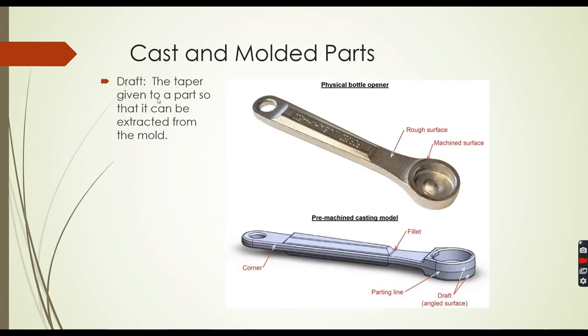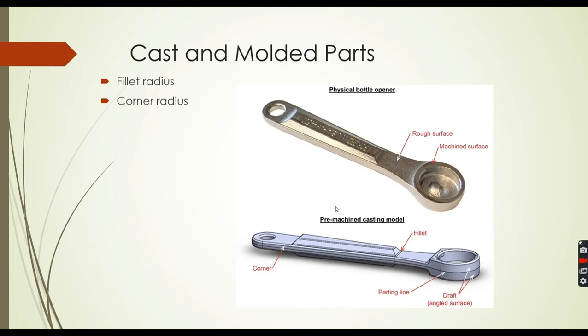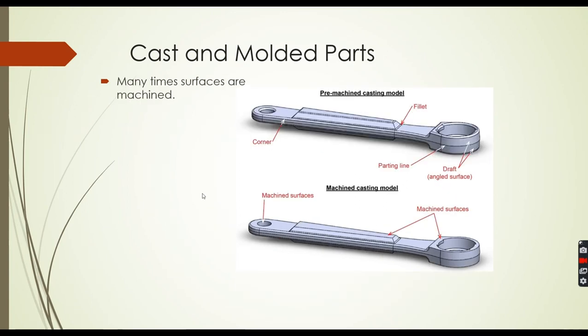Okay, the draft is a taper given so the part can be extracted from the mold. Here's the parting line, here is the draft angle. We can do that again automatically as well. Okay, here we have fillets with a corner radius, right here, and a fillet right there. Okay, many times the surfaces are machined, so these are machined here. These are machine surface.